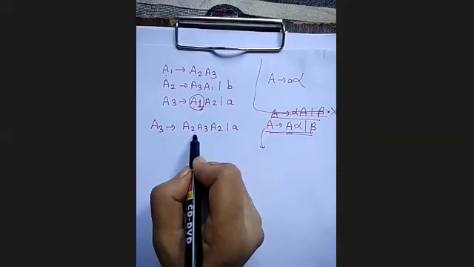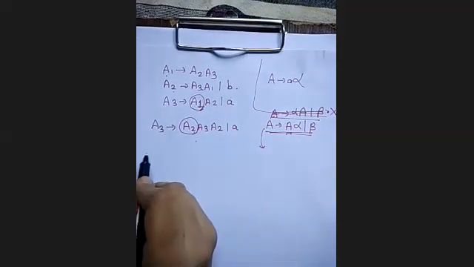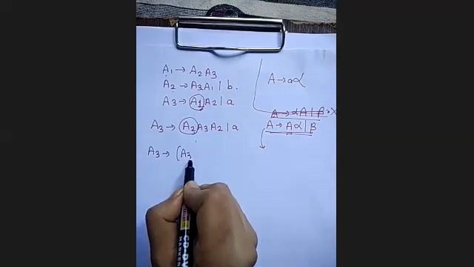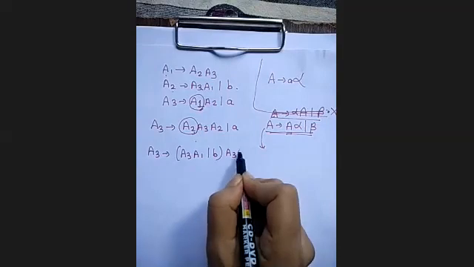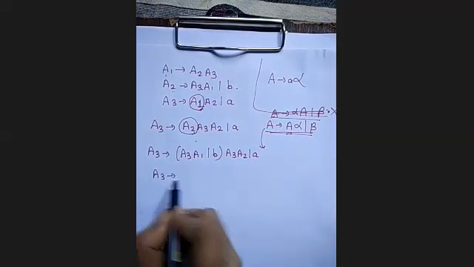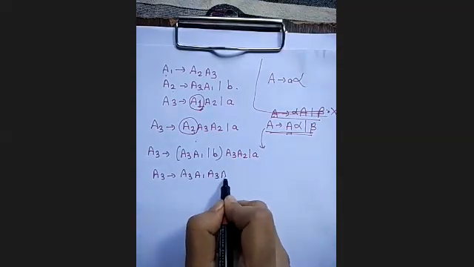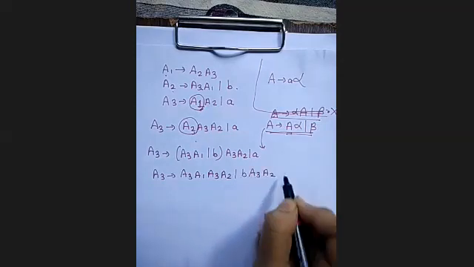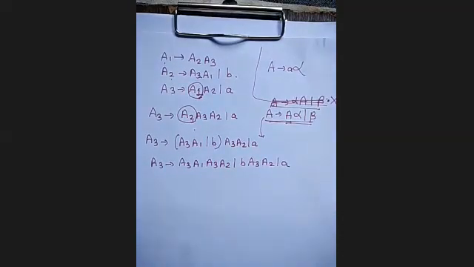So what we'll do here then? A2 will be replaced by the productions of A2. So if I replace this, I will get A2, and if I replace A3, A1 or B, A3, A2 or A. So we'll get here what? A3 derives A3, A1, A3, A2 or B, A3, A2 or A. So now, this I have done for A3.